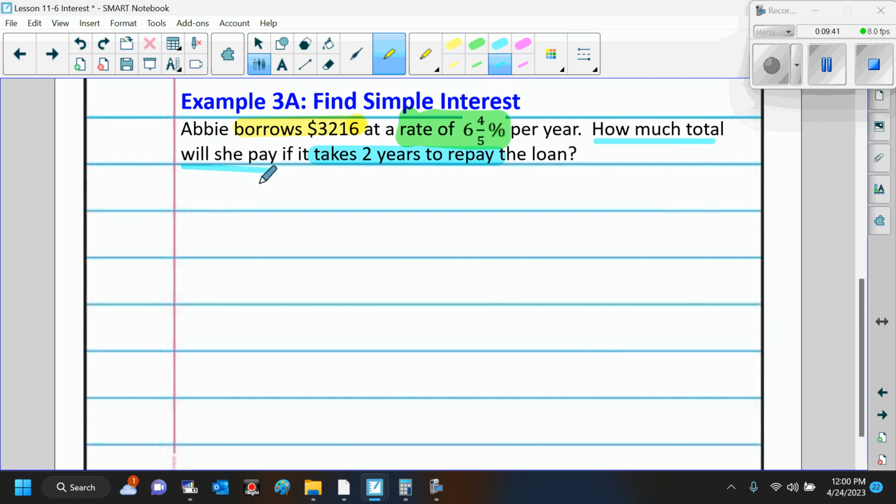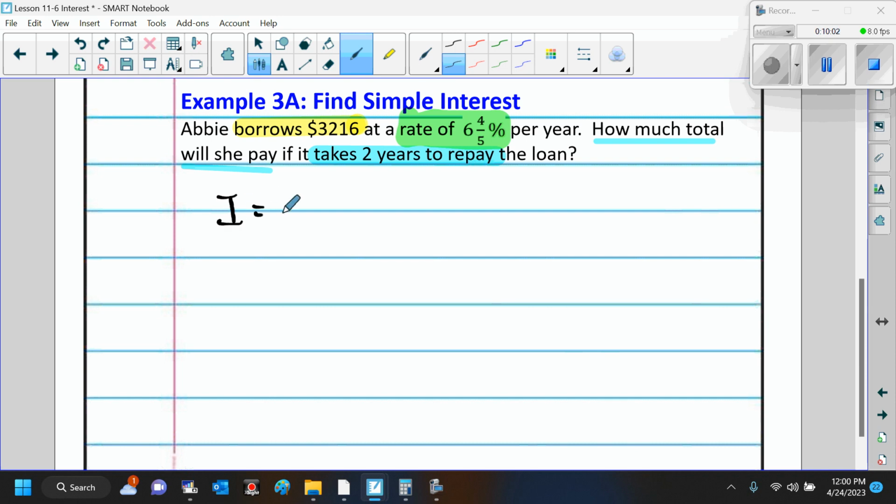How much total will she pay? Is everybody clear? So, am I just looking for the interest with my formula? What do I have to do after I find my interest? You have to add it to how much she borrowed. Is everybody clear with that? So, let's start with our formula.